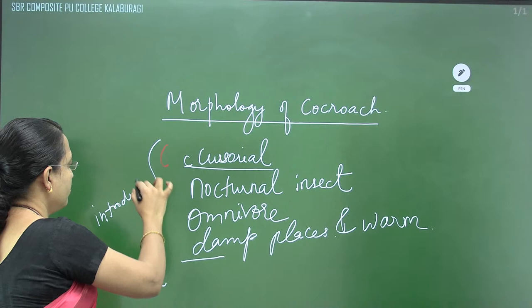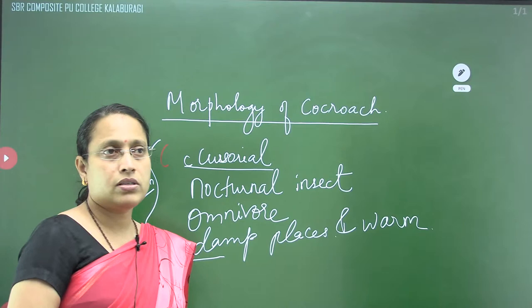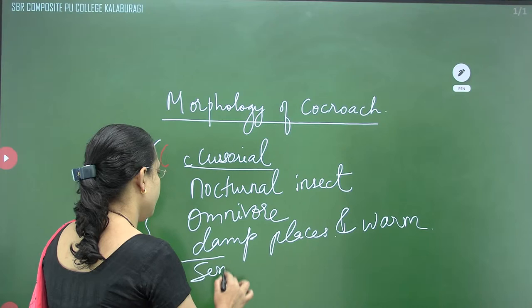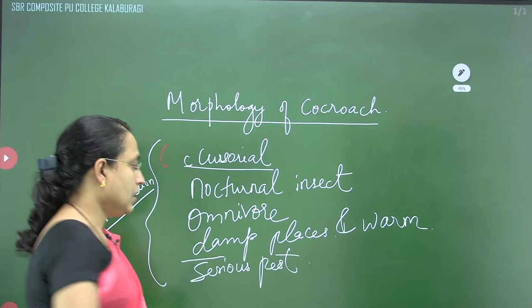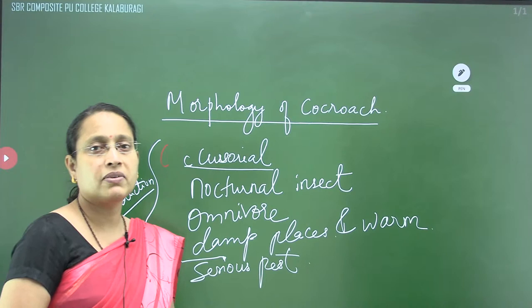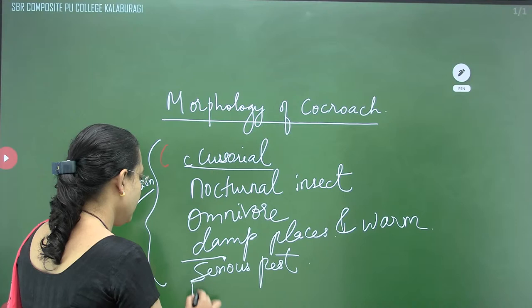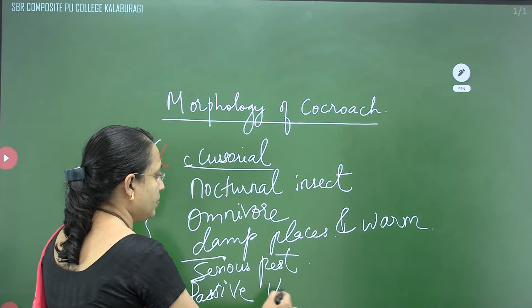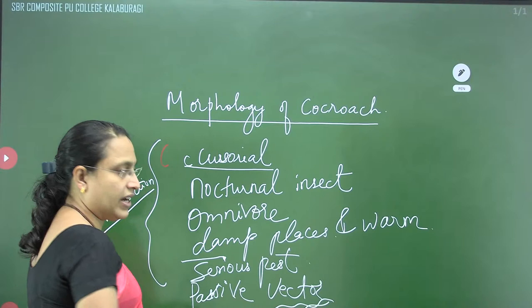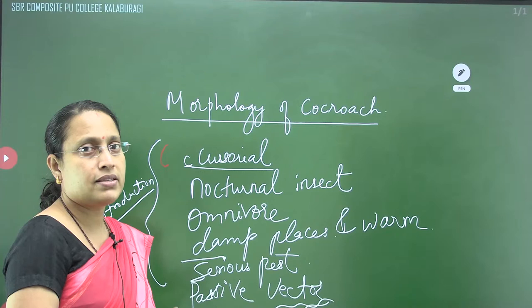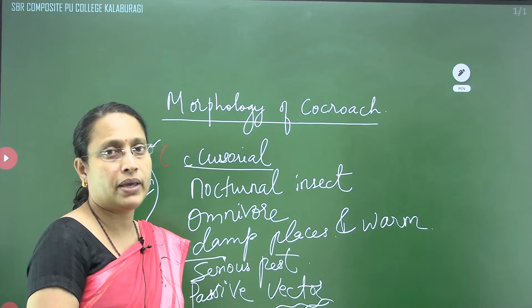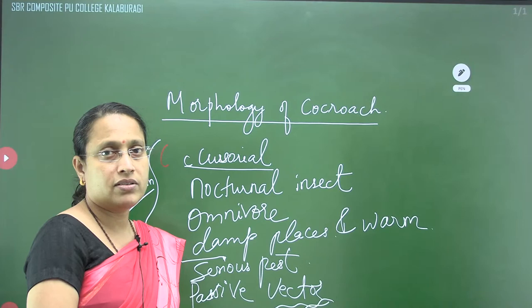Cockroach is no good to humans because it usually acts as a serious pest. That means it can be responsible for causing some diseases. In what way? It is a passive vector. A passive vector is one that is responsible for transmission of disease. Passive transmission means that its body does not take part in the life cycle of the disease, but it passively transfers the pathogens such that even healthy individuals come into contact with those pathogens and get the disease.